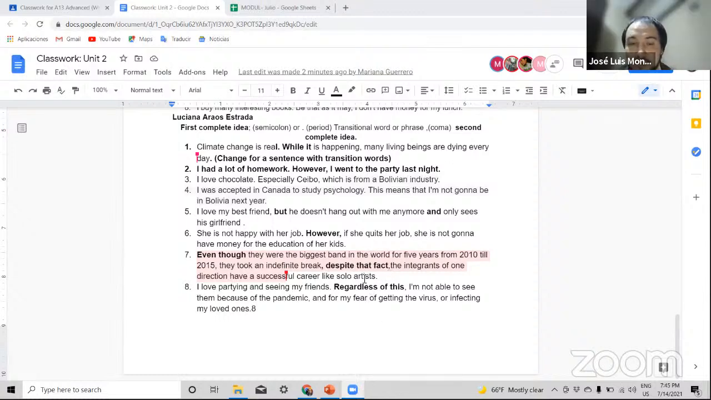Good. Well, until that part, Luciana, despite that is a new idea. We are not going to use a comma before despite that. If you did the example, it's going to be either a semicolon or a period before despite that fact, and then the second part. But after that, everything is correct. Number 8, please, Luciana.